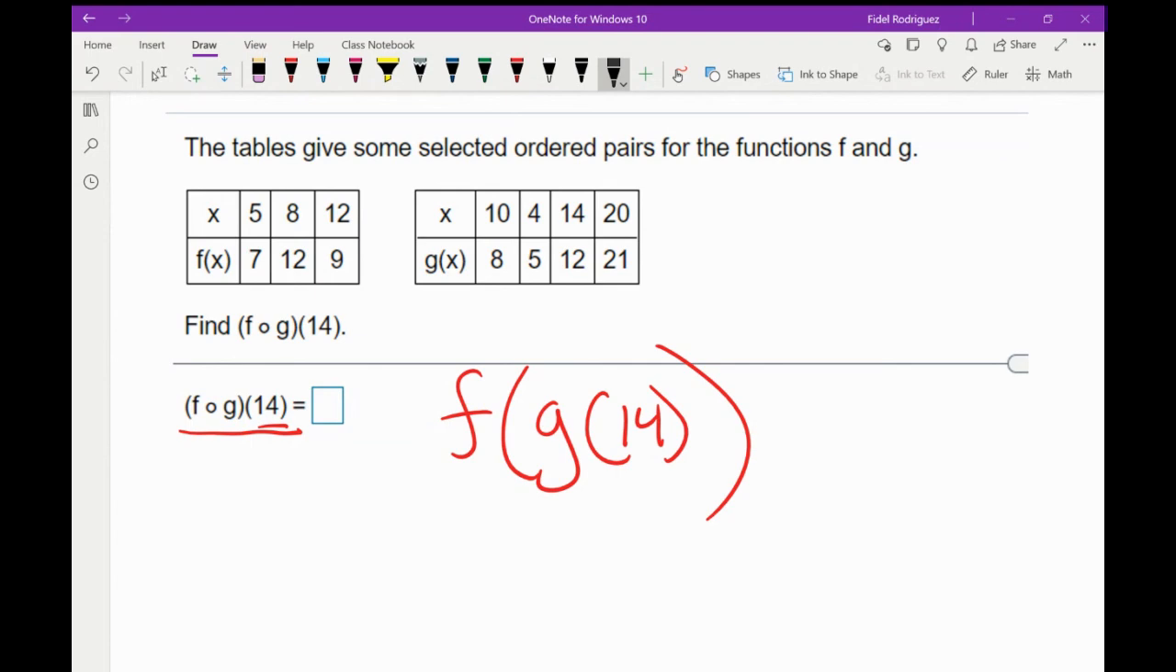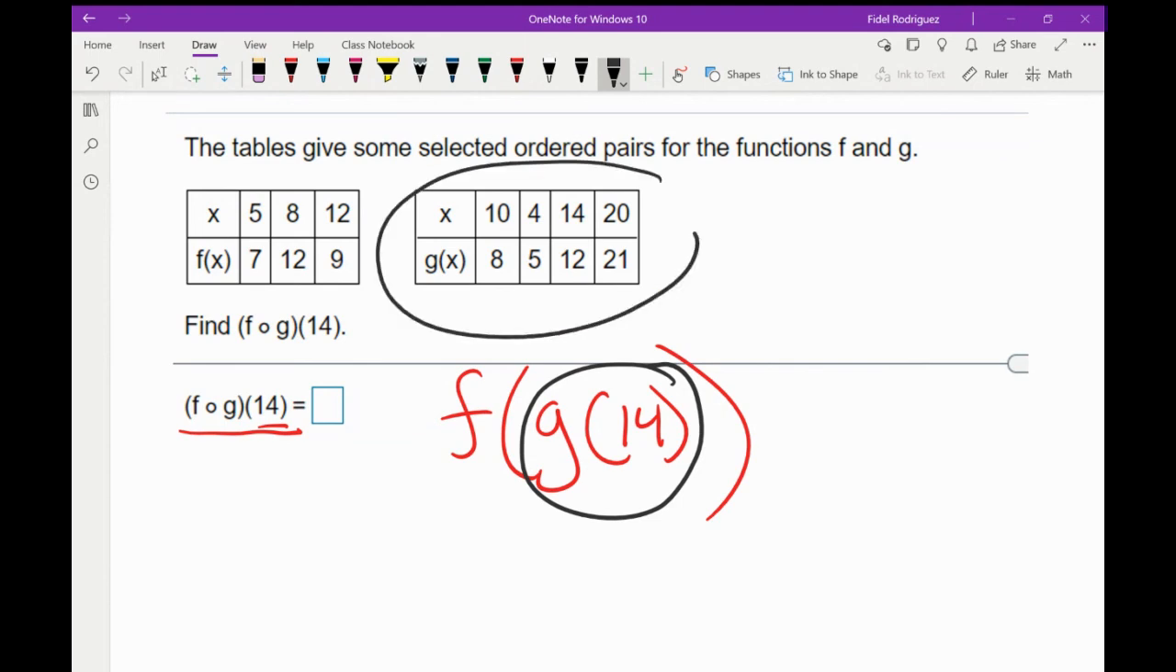The difference in this problem compared to the last two we did is we had equations for f, right? We had f of x equals x squared minus 1, whatever it happened to be. We don't have that here. But we can still find g of 14. G of 14 means I'm going to use this table. Why this one? Because it involves the g. Remember what the number on the inside stands for? The number on the inside stands for the letter x.